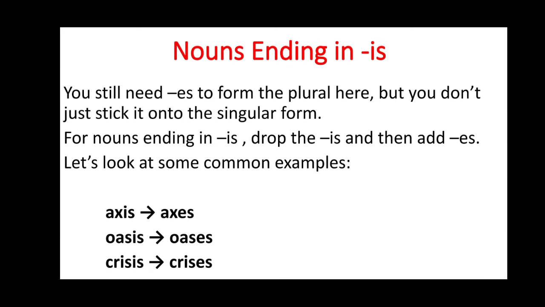Nouns ending in is. You still need es to form the plural here, but you don't just stick it onto the singular form. For nouns ending in is, drop the is and then add es. Let's look at some common examples: axis, axes, oasis, oases, crisis, crises.